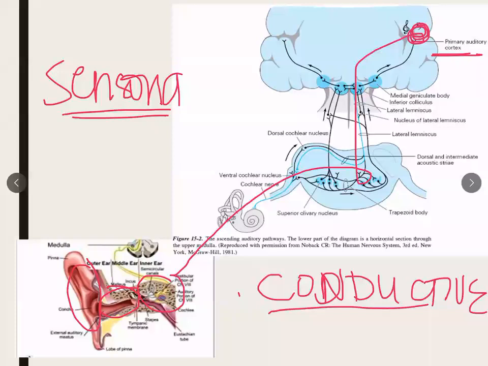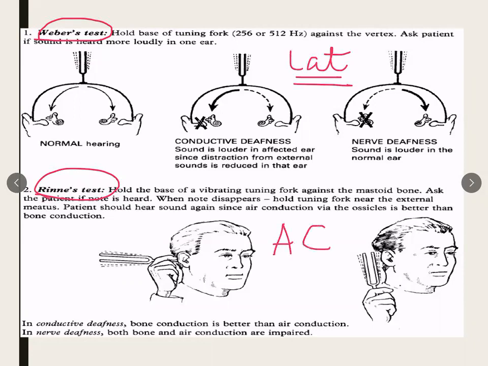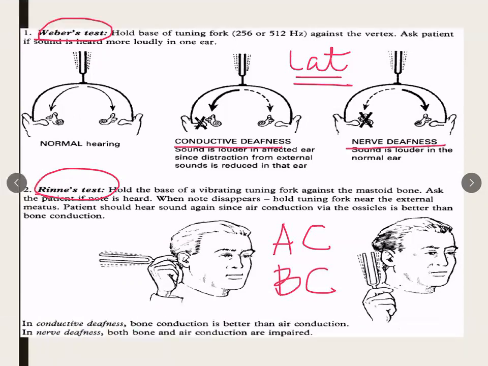So how will you do that? Of course, by doing these tests: Weber's test and Rinne's test. So this is your assignment. Usually, Weber's test is more on where the sound will lateralize, while in Rinne's test, you check which is greater, air conduction or bone conduction. So you can differentiate a conductive from a neural hearing problem based on Weber's and Rinne's tests. Okay, so that is for your deafness.